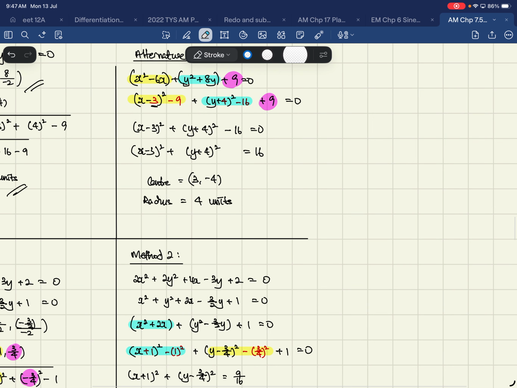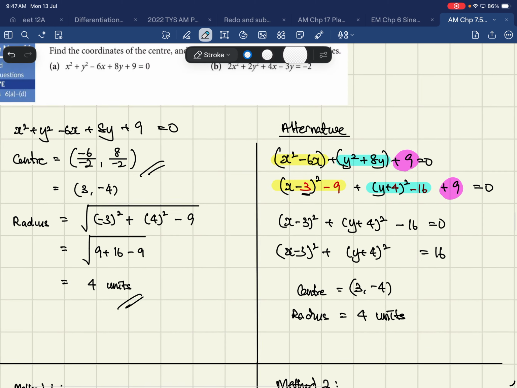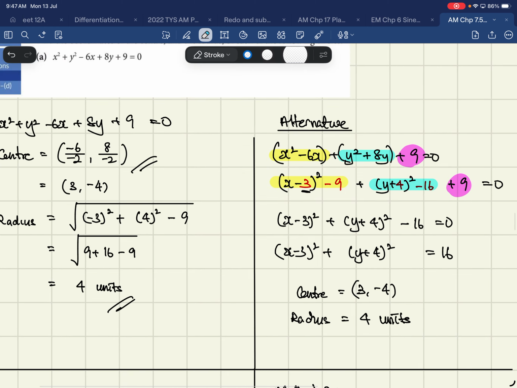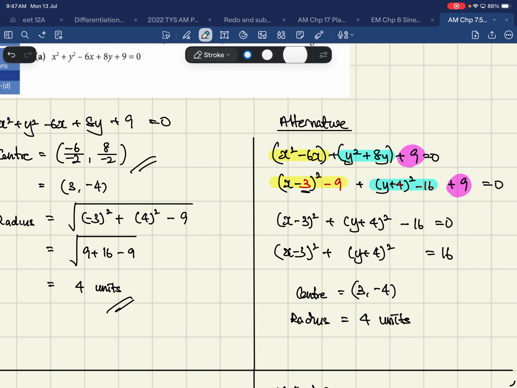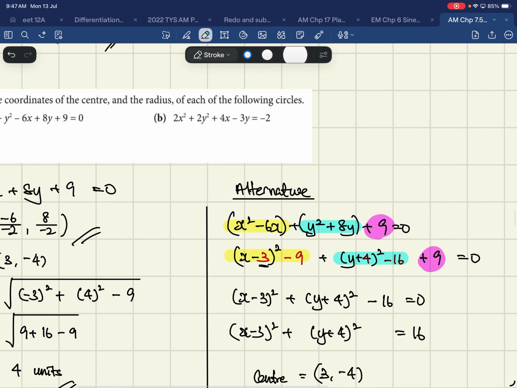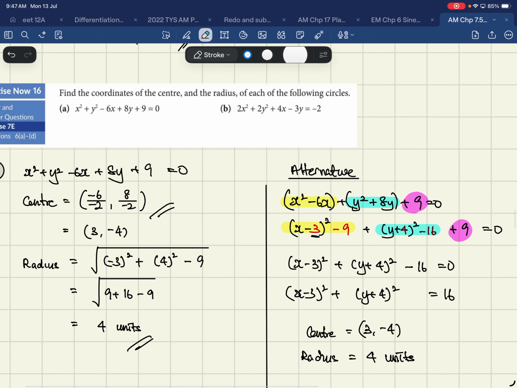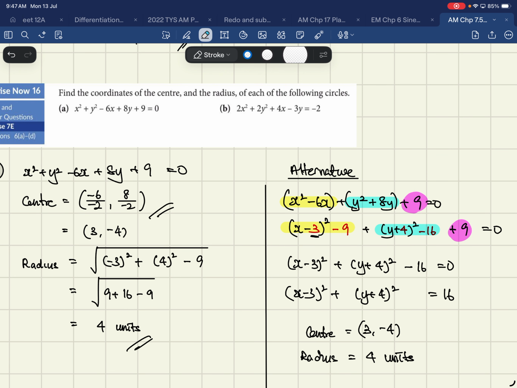We started the year with completing the square. So the same practice now, question 16A. I'm going to solve the same question using completing the square. How? We group the x squared and the x together. We group the y squared and the y together. So far okay? Then we complete the square for the yellow part, the x.